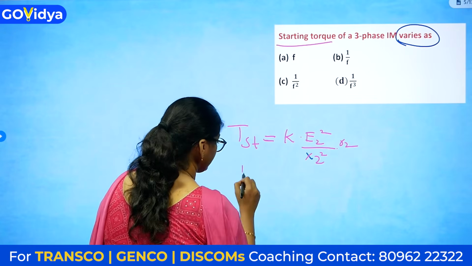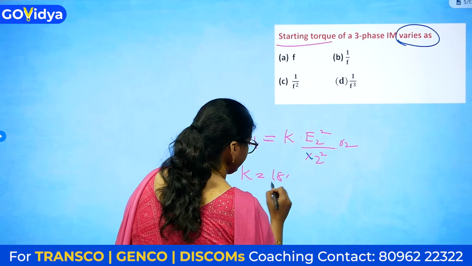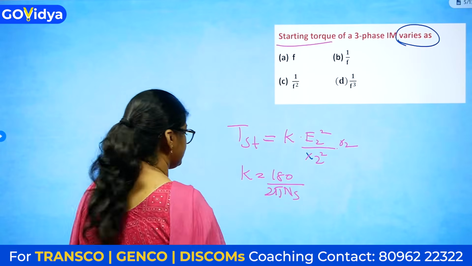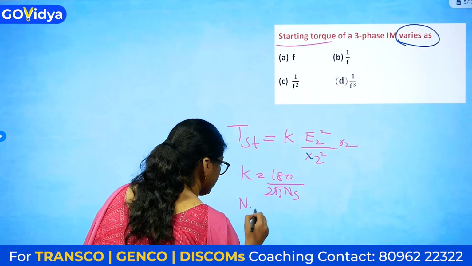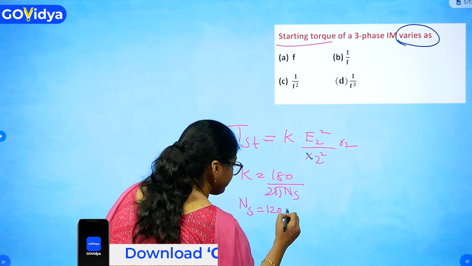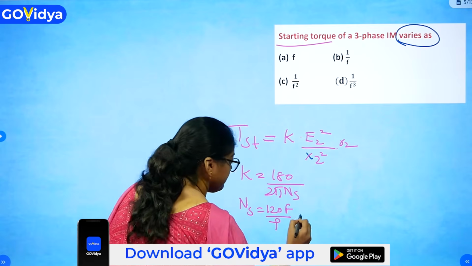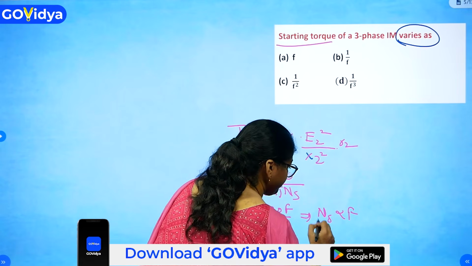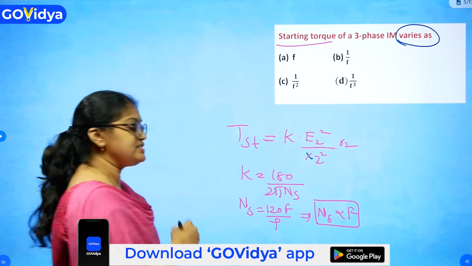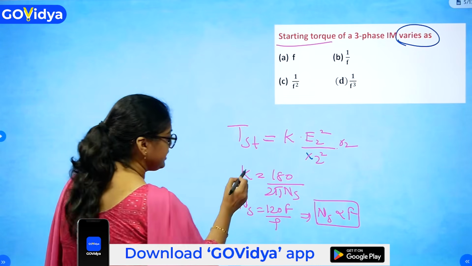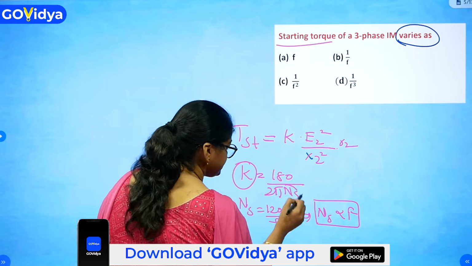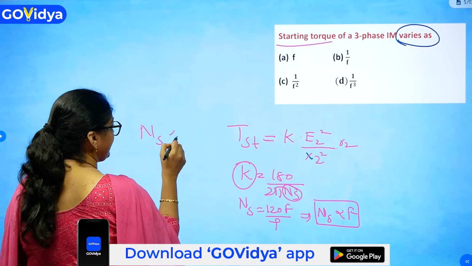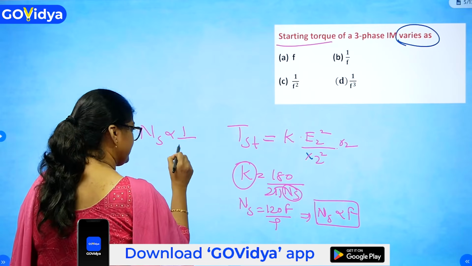Now here K is equal to 180 by 2 pi ns. We know the formula ns is equal to 120 f by p, which is ns is directly proportional to frequency. If ns is directly proportional to frequency, then what is the relation between the k and ns? Inversely proportional. So I can write ns is directly proportional to 1 by f.